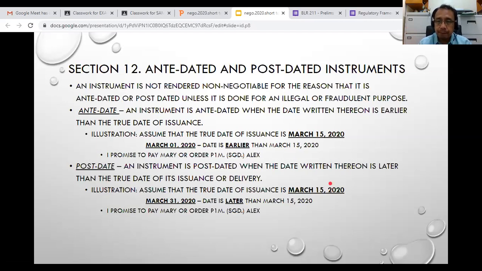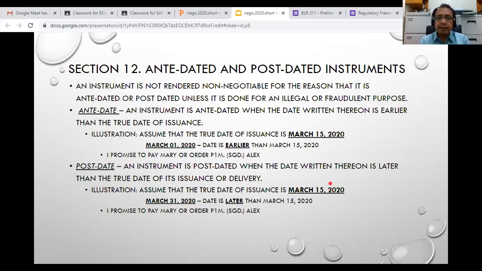How about if instead of placing October 1, 2020, the true date of issuance of the instrument, I now place the date December 1, 2020? What did I do? I have postdated my instrument because the date that I have reflected as the date of the instrument is now later than the true date of issuance. Instead of October 1, I have placed December 1, 2020, a date later than October 1.